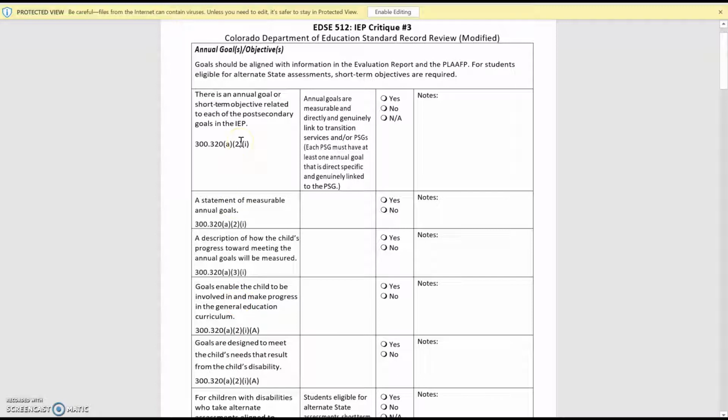And this would be a review document through the Colorado Department of Education. And then we'll have the opportunity to click yes or no, or whether this is not applicable for the IEP document provided to us, and to give notes in this far right-hand column regarding why we made the decision of yes, no, or NA.